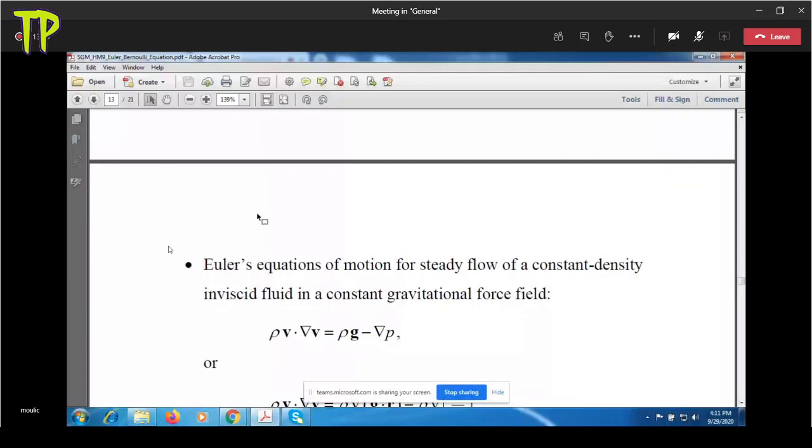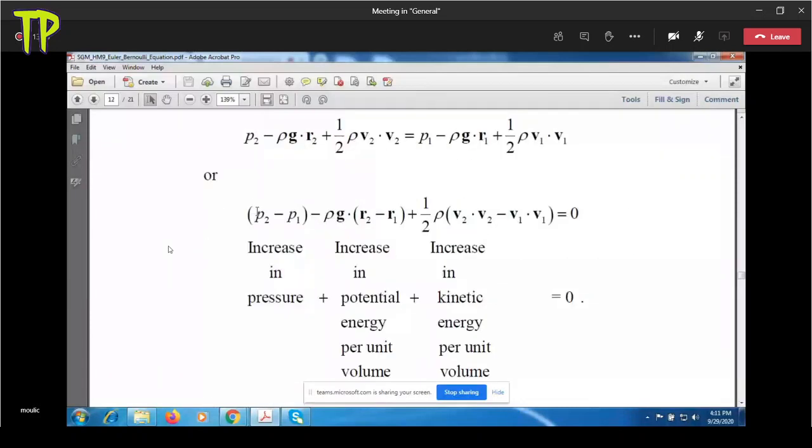Now there was a query last time regarding whether you can call this a kind of energy. Okay.